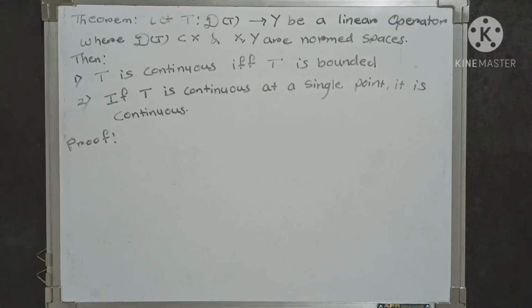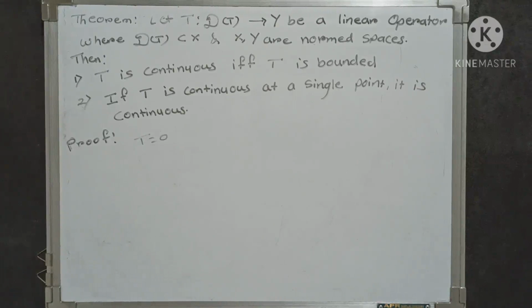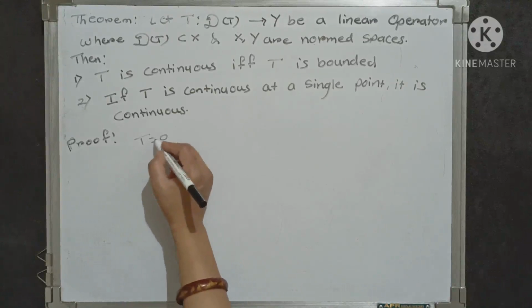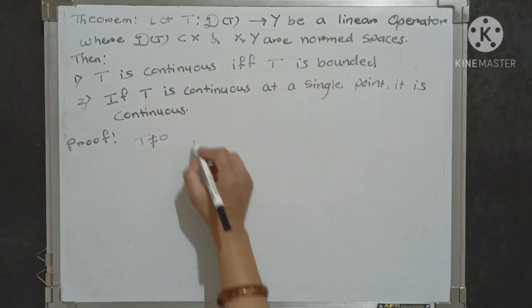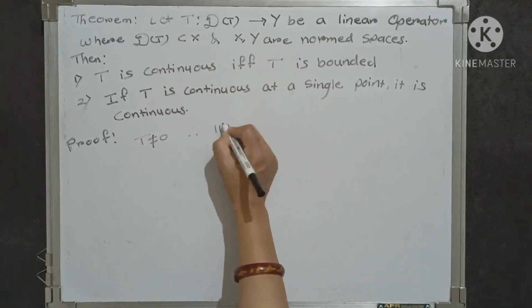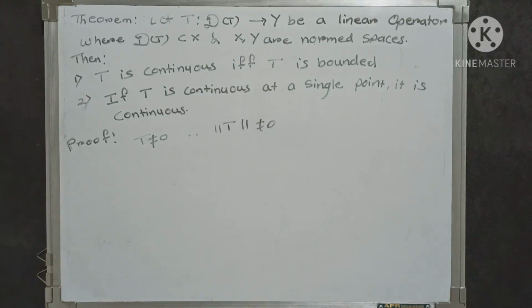For that, first of all we take T equals 0. If T equals 0, then T is the zero operator, and for the zero operator the first statement is trivial. So here we start with T not equal to 0. As T is not equal to 0, therefore we get that the norm of T is also not equal to 0. Now here we assume that T is bounded.